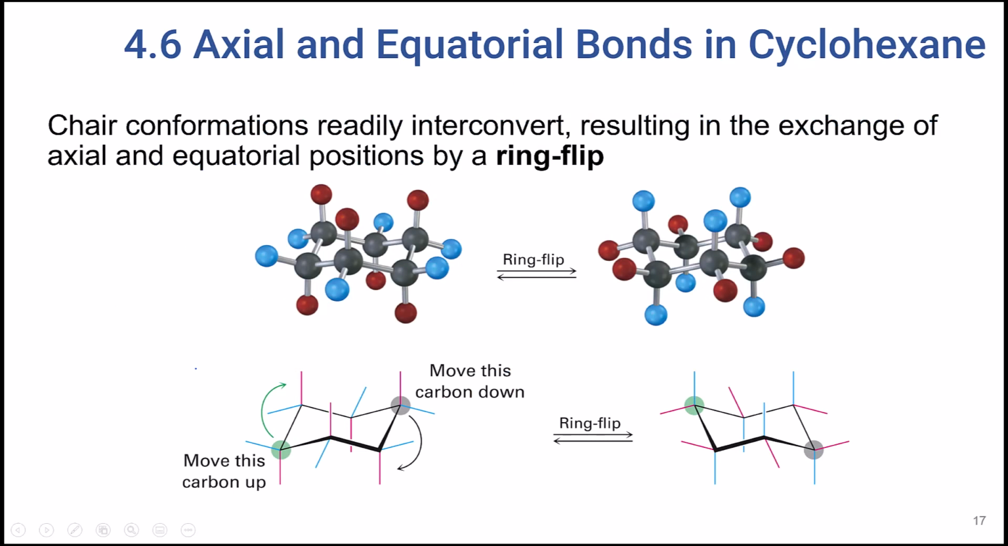Chair conformations can flip back and forth to each other, which results in the exchange of axial and equatorial positions. And that's done by a ring flip. What that is saying is that all the groups that were axial become equatorial.